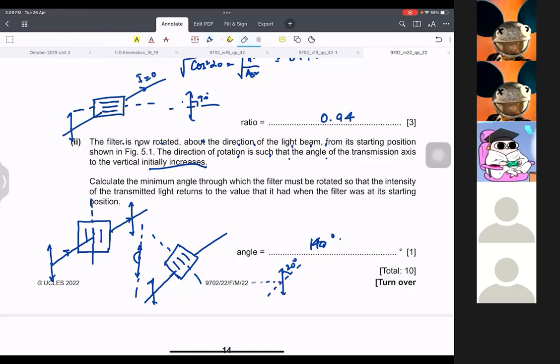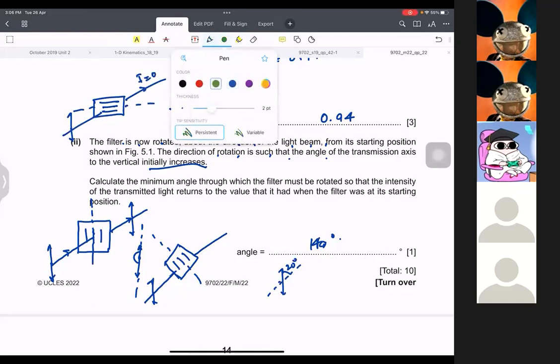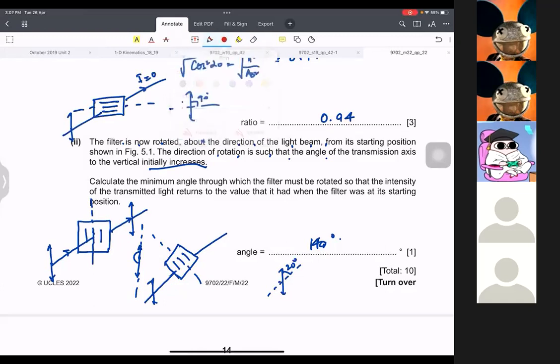So when the transmission axis is exactly like this, it will be 90 degrees, right? So how much angle do I need to move for it to be 90 degrees? 70 degrees? What do you say? Yes. Okay. Now it says we must rotate it so that the intensity of transmitted light returns to the value. How can we return it to the value? We can only return it to the value if the angle with the transmission axis is again 20 degrees. Do you understand?